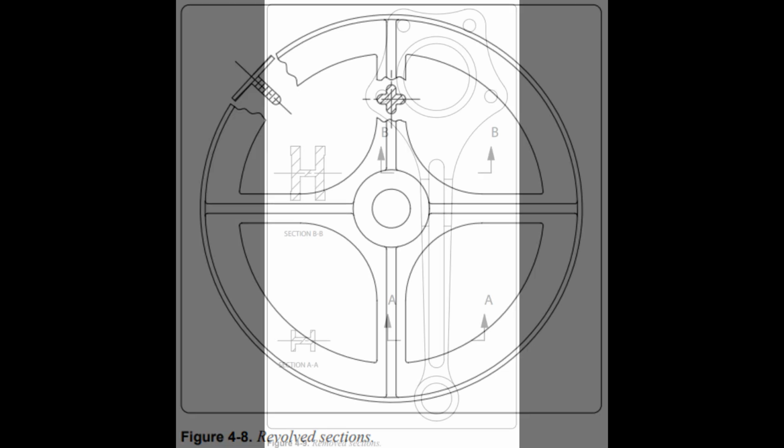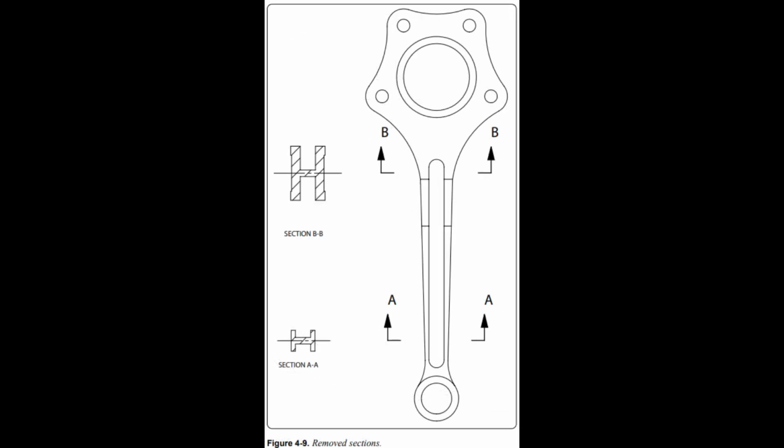Removed section. A removed section illustrates parts of an object. It is drawn like revolved sections, except it is placed at one side and often drawn to a larger scale than the view indicated to bring out pertinent details. Figure 4.9 is an illustration of removed sections.